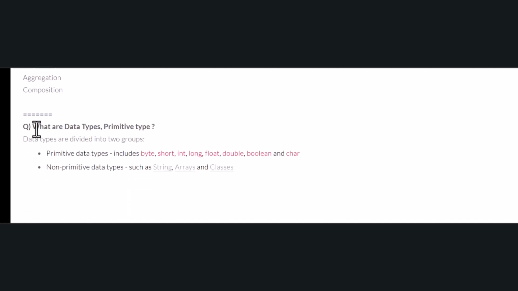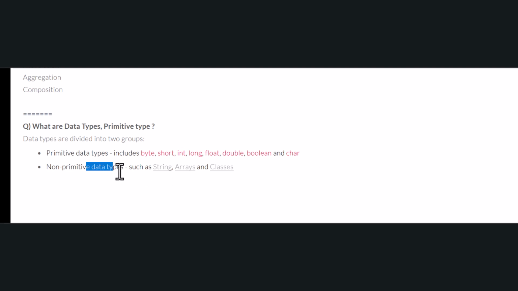The second one: what are data types and primitive types? Data types are divided into two groups, basically primitive data types and non-primitive data types. Primitive data types include byte, short, int, long, float, double, boolean, and char. So there are eight, I guess. That is byte, short, int, long, float, double, boolean, and char.